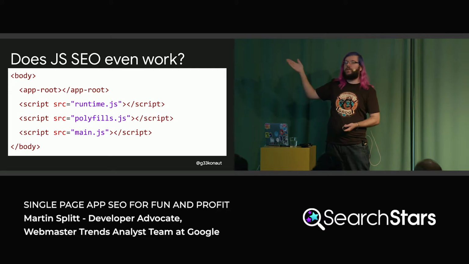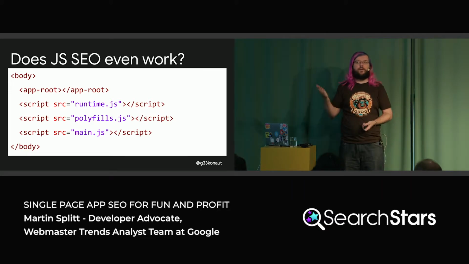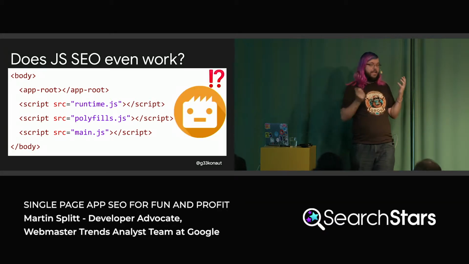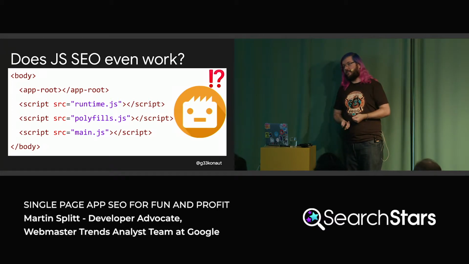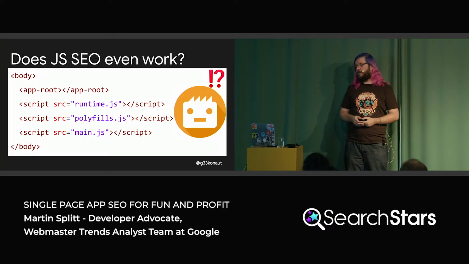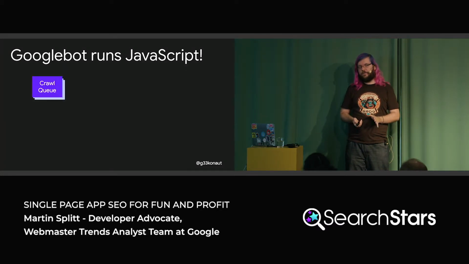But if you would be using any of the frameworks, you would end up with code that looks similar to that. And then a bunch of SEOs are just like freaking out, and they're like, what? No, oh my God, the crawler doesn't know what this is about. Whoa, this is terrible. The good news is that actually Googlebot does run JavaScript.